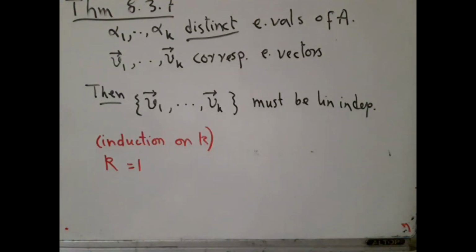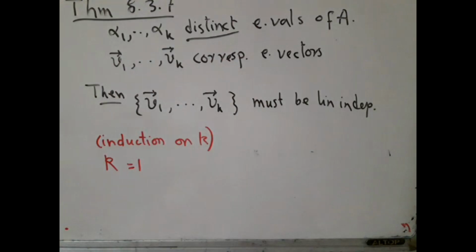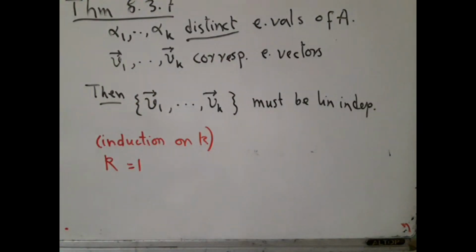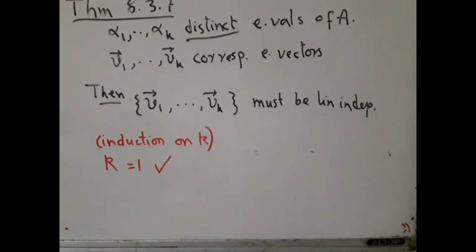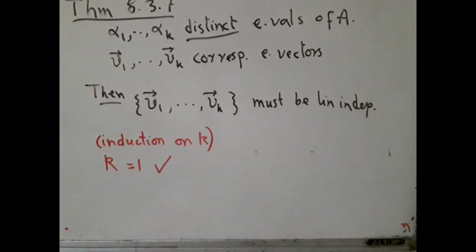Now if k equals 1, then of course the result is trivial, because eigenvectors by definition are non-zero, and if you have a singleton set consisting of a non-zero vector, then it is linearly independent. So this case is done. Now we assume that the result is true up to some k minus 1, and we are going to prove it for k.